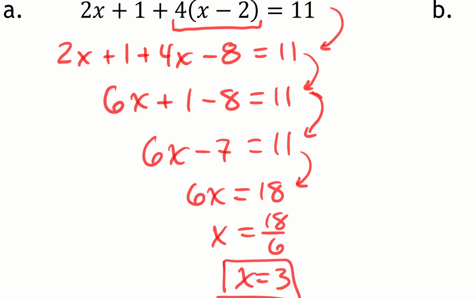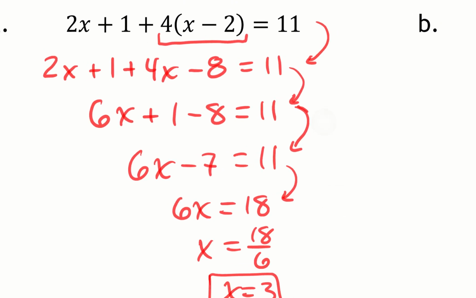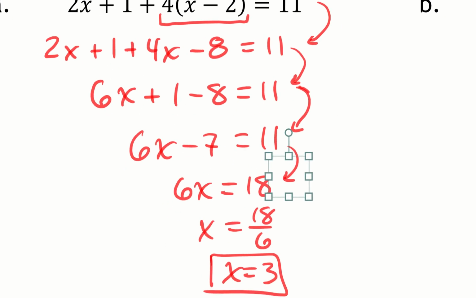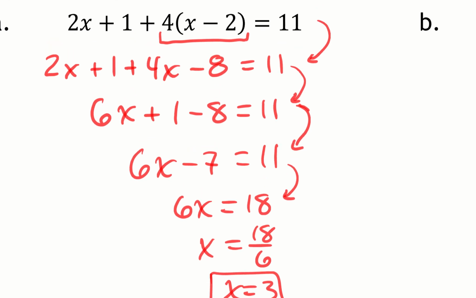X is 3. If I take that value 3 and plug it into the original equation, it will indeed produce the value of 11 on both the left-hand side and the right-hand side. In a previous video, I talked about how you can do this with the classroom calculators. If you're interested in perfecting that technique, because it's a really quick way to check equations, talk to me and I'll show you.